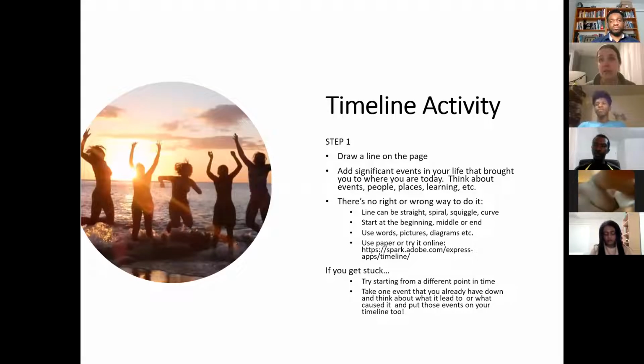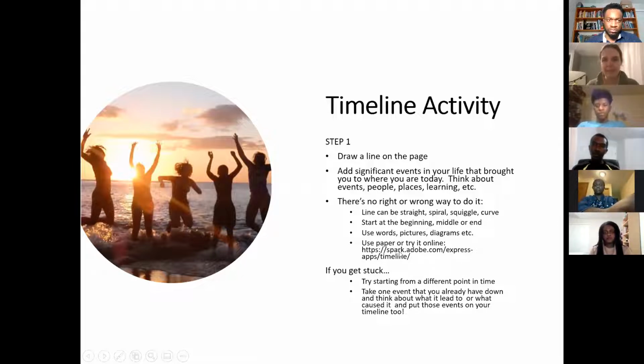You can also do it on paper, or you can do it online, and I'll put that link in the chat in a second. We haven't really tried the online thing yet, but that would be a great thing to try. I actually just tried it this afternoon, and I'm going to share with you an example in a second of my timeline that I started to do online.